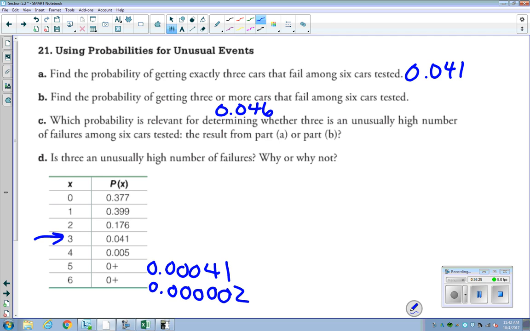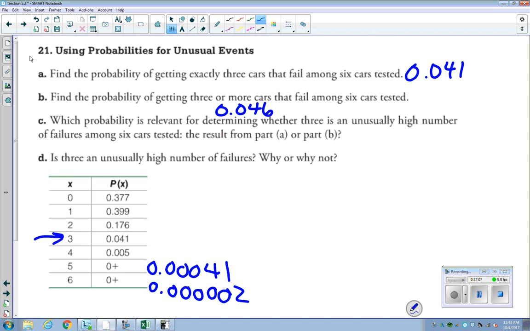Which probability is relevant for determining whether 3 is an unusually high number of failures among 6 cars? If it's exactly 3, it would be A, but if it's the way you interpret it, 3 or more, it would be part B. The same thing, is 3 an unusually high number of failures? Is it unusual or usual? It's unusual. Because .041, and even if I looked at .046, is less than 0.05.